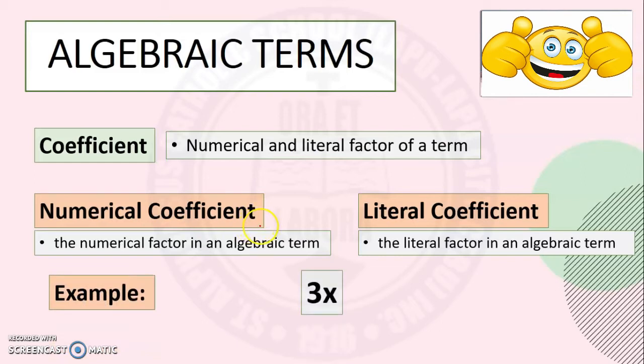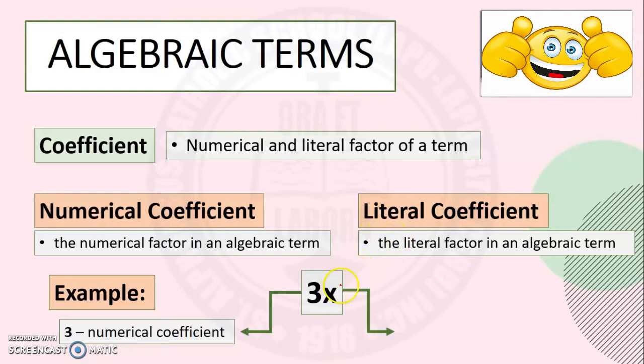We have 3x. 3x is an algebraic expression. Now, let's determine the numerical coefficient and the literal coefficient. In this algebraic expression, the numerical coefficient is 3, while the literal coefficient is x. So this is the difference between numerical and literal coefficient.